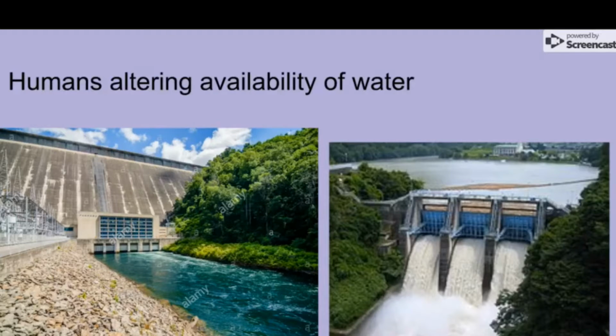Humans altering availability of water is basically stopping the water from flowing freely, like a spring or lakes or rivers, with things like dams and aqueducts that limit the amount of water that can flow through and be used for drinking supply and water use, things like that. And those pictures are examples of that.